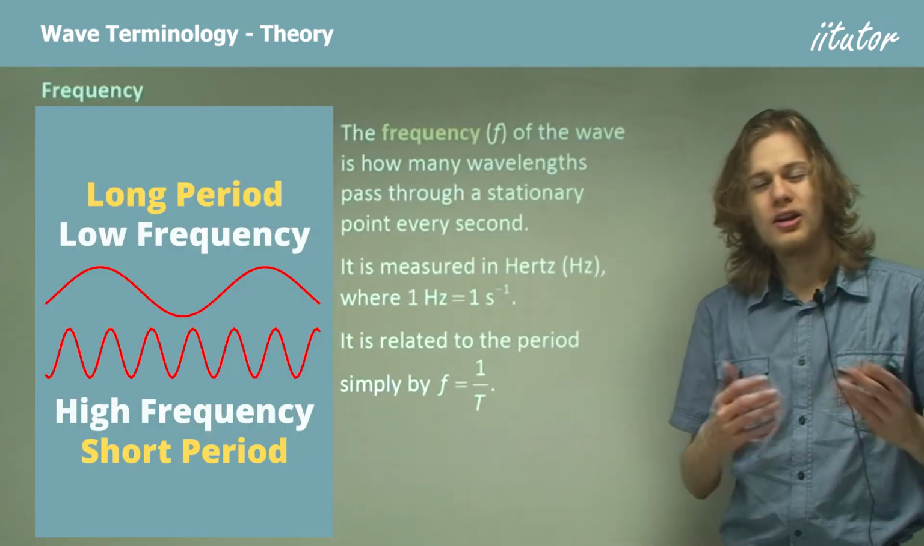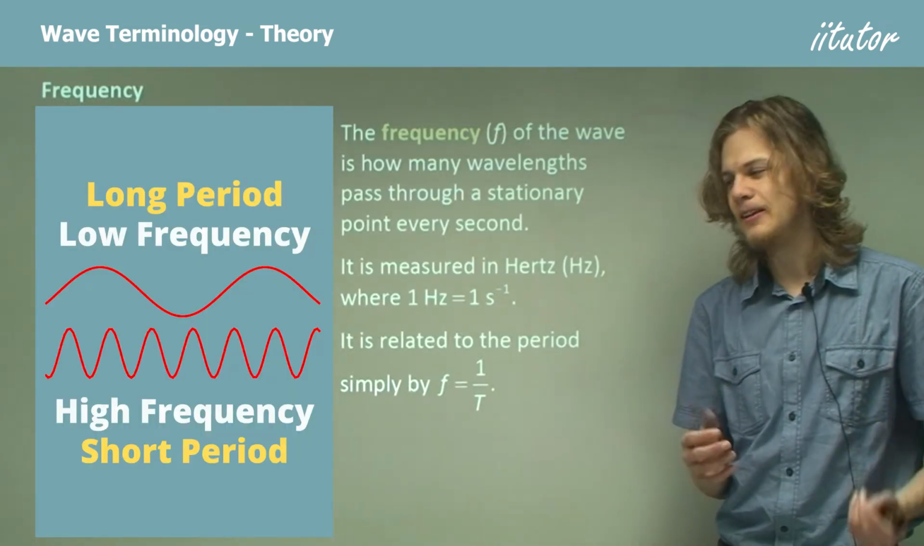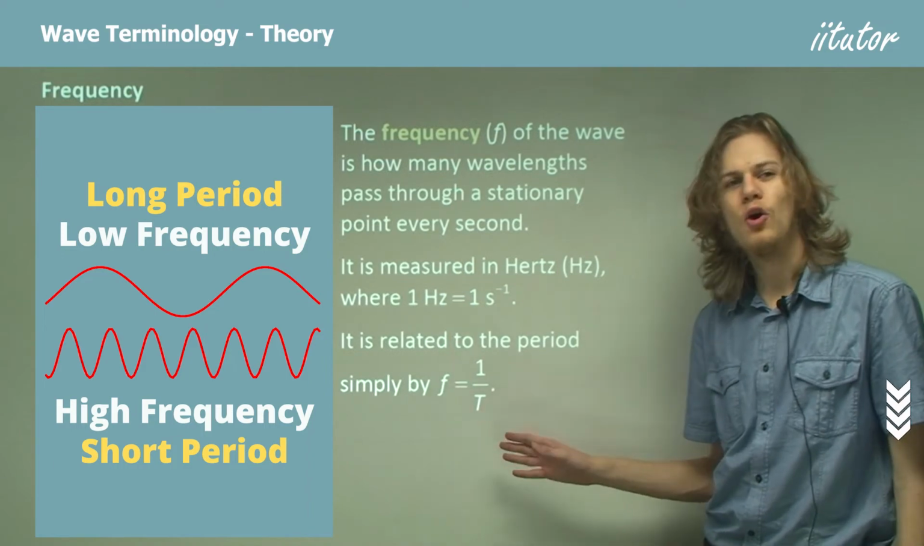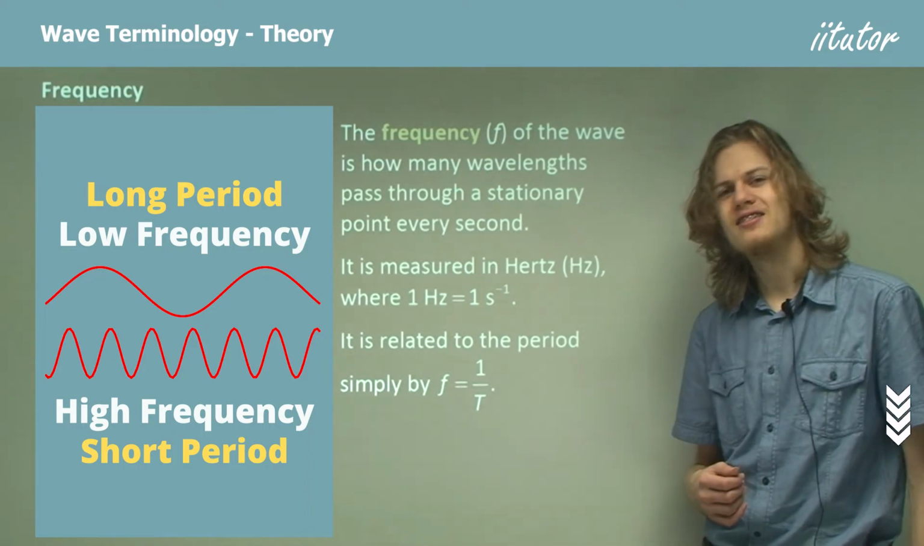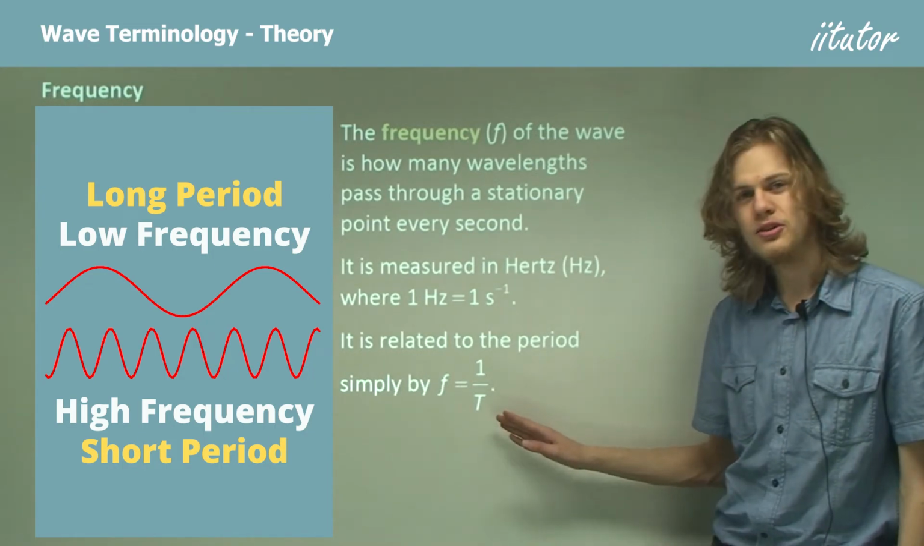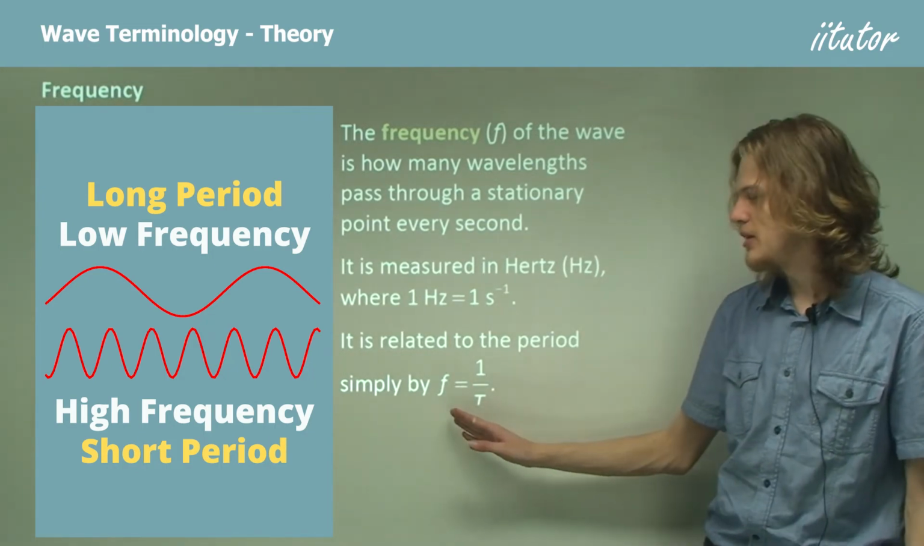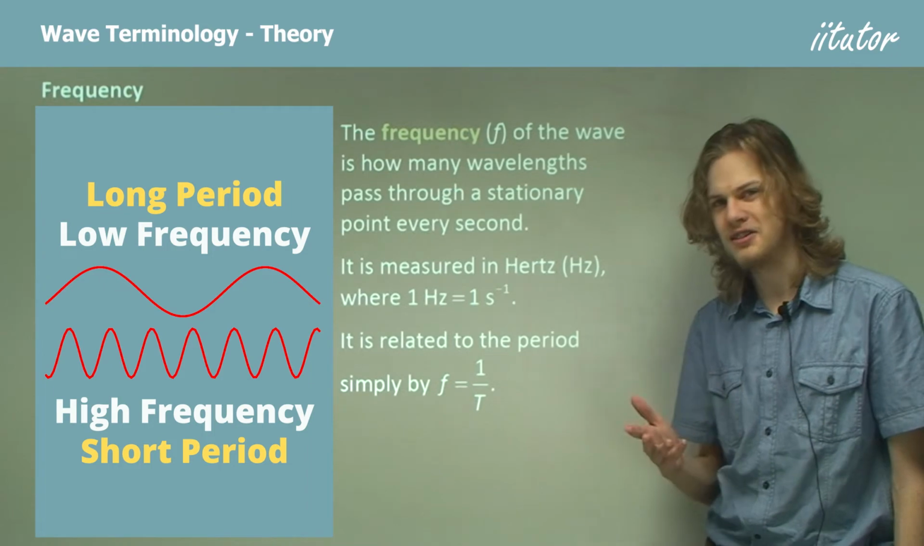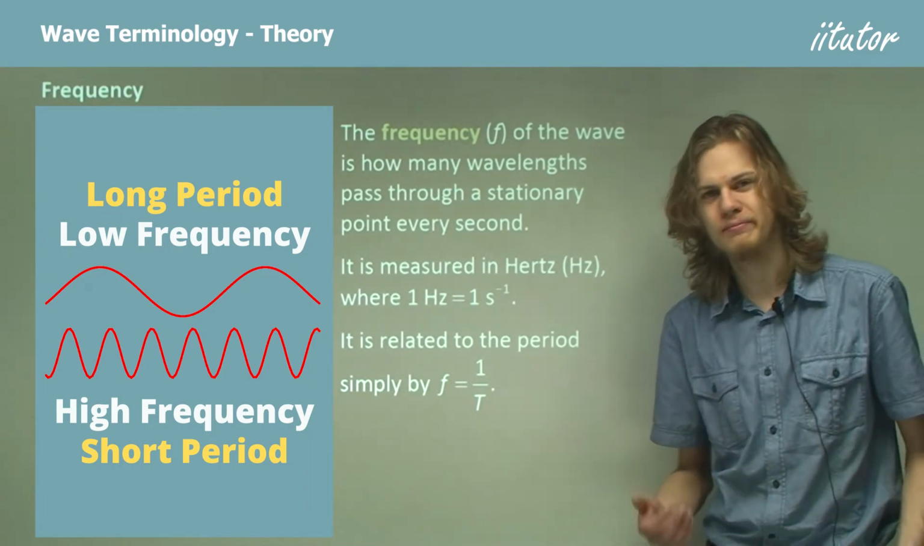So it's related to the period pretty easily. The frequency is 1 over the period. The other way we can say this is that it's the reciprocal of the period. So we can see that if the period is measured in seconds, then the frequency will be measured in per seconds, or hertz.